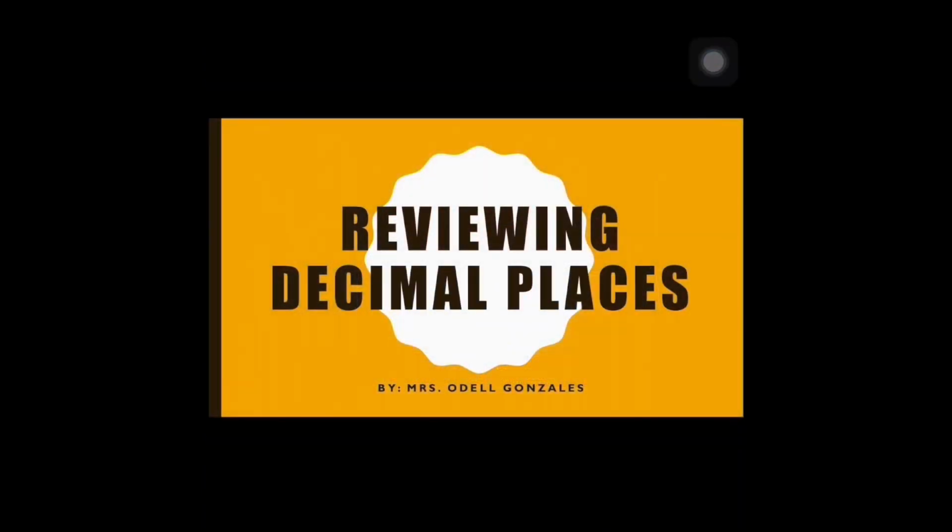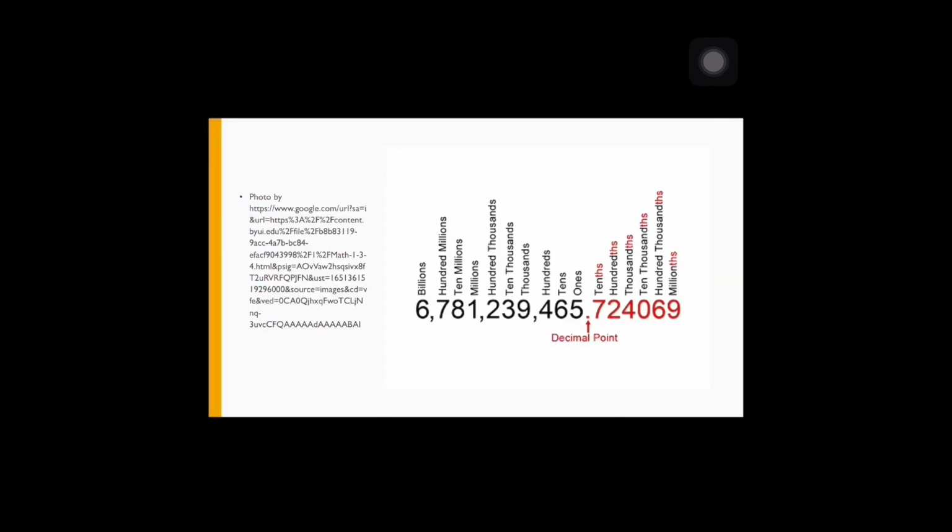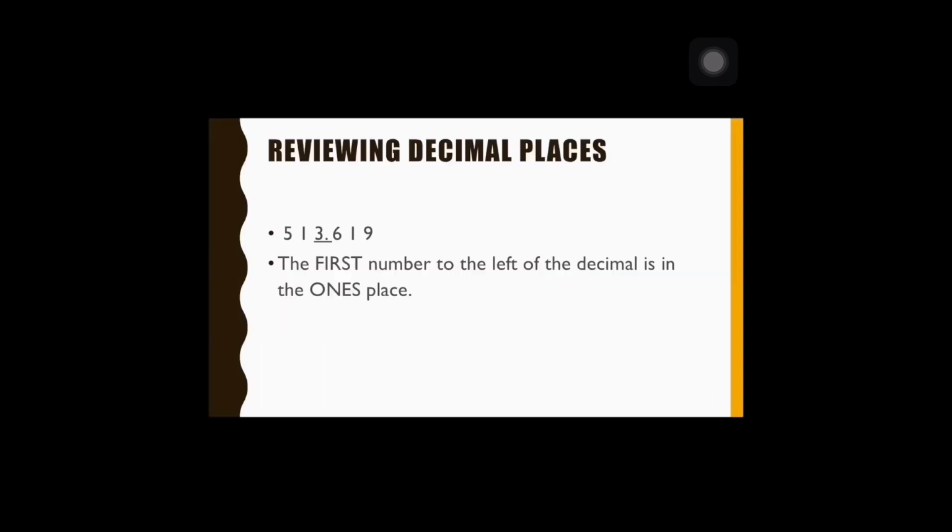To start off our lesson about adding and subtracting decimals, we need to review our decimal places because this is a big important thing. So I do have an example here of the decimal places from the left to the right. Today we're just going up to the hundreds on the left side and the thousandths on the right. But here you can see an example from ones to the billions on the left and tenths to the millions on the right.